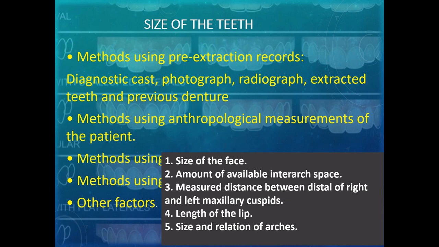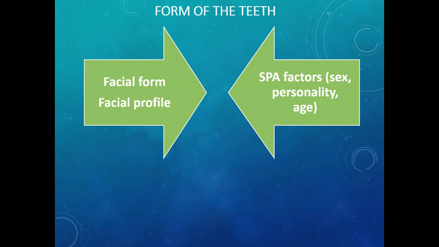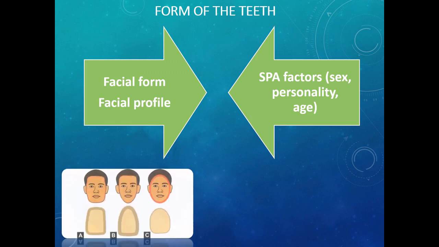Next, coming to the form of the teeth. So the form or outline of anterior teeth can be determined using the following factors. That is, the first one, the shape of the patient's face or the facial form, and the facial profile, and SPA factors. These SPA factors we will be discussing in detail in our coming slides under the dentogenic concept.